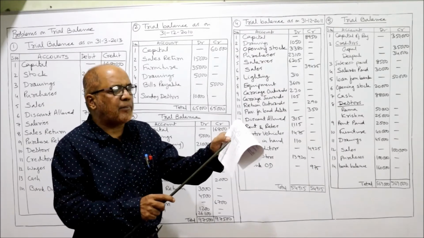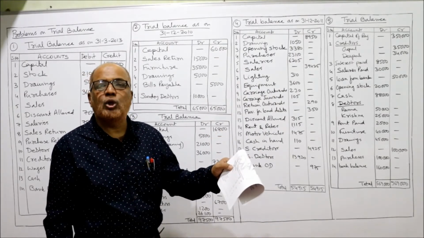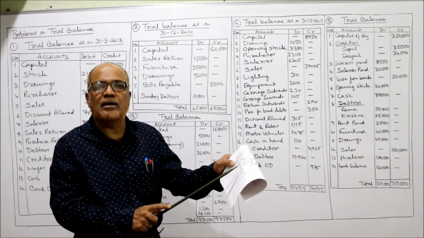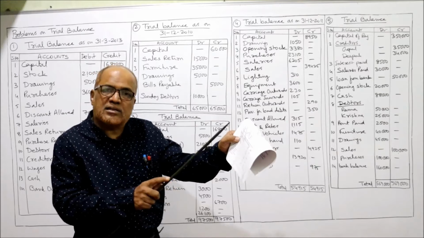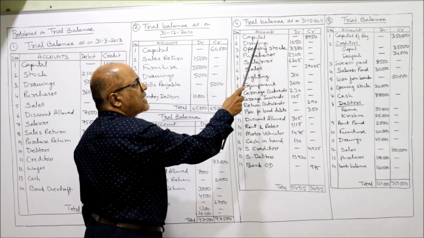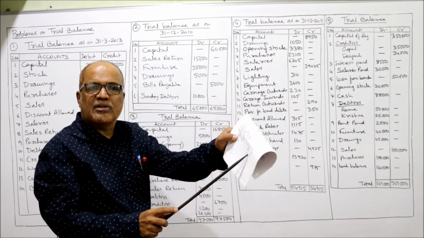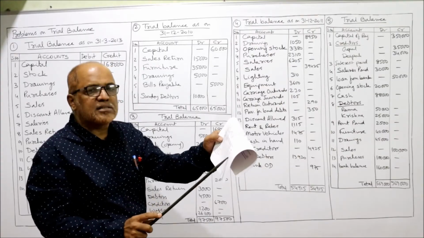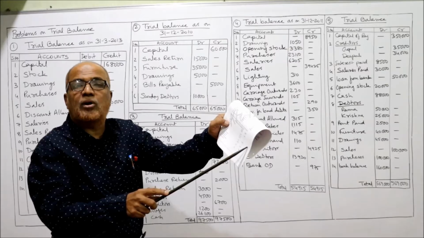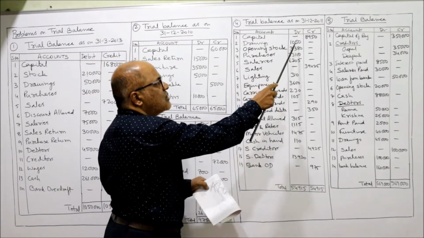For example, the first item, capital. Capital is given in the debit column, 8,950. No, the capital account will always show a credit balance, not a debit balance. By mistake he has taken it as a debit balance. Now we take it in the credit column. So, trial balance as on 31st December: capital, credit column, 8,950. In the problem it is given in the debit column, which is wrong. Second, drawings, 1,050. It is given in the credit column, but that is wrong. Drawings will show a debit balance. So drawings, debit column, 1,050.